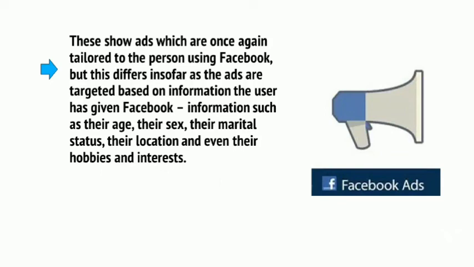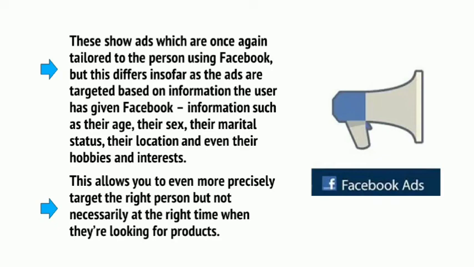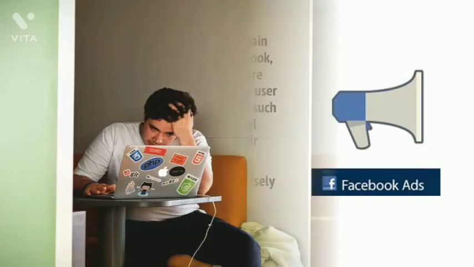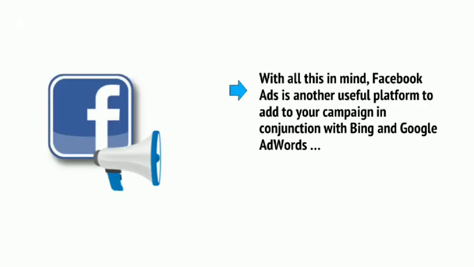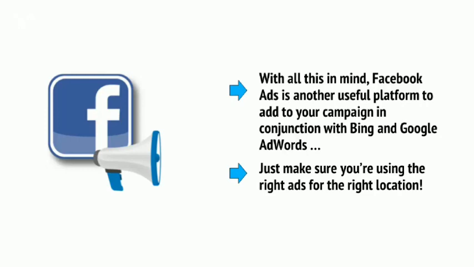But this differs insofar as the ads are targeted based on information the user has given Facebook. Information such as their age, their sex, their marital status, their location, and even their hobbies and interests. This allows you to even more precisely target the right person, but not necessarily at the right time when they're looking for products. When someone is browsing Facebook to catch up with their friends, they're more likely to be just frustrated to see your adverts popping up. With all this in mind, Facebook ads is another useful platform to add to your campaign in conjunction with Bing and Google AdWords. Just make sure you're using the right ads for the right location.